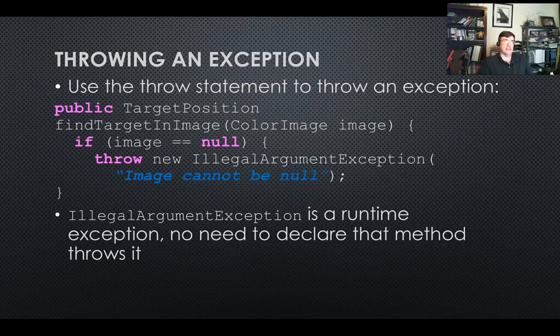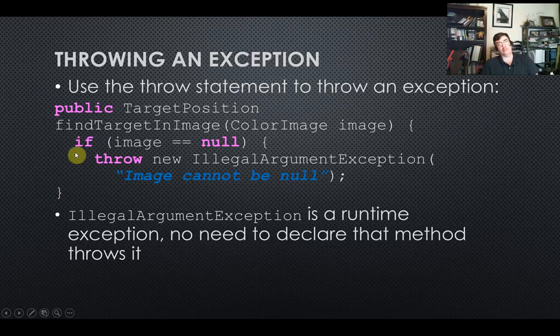So how do we throw an exception? In Java, there's a reserved word, throw, which will throw an exception. So let's look at a little bit of code. I have a method called findTargetInImage that takes a ColorImage, named image, as a parameter, and it returns a TargetPosition object. That's an object reference, and it's public. The beginning of our method is this curly brace, and it extends to this close curly brace.